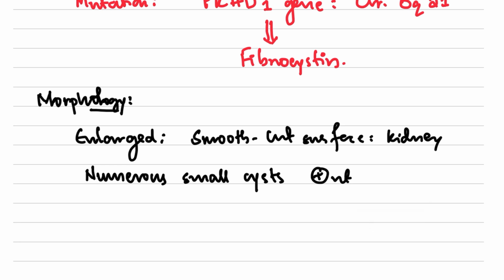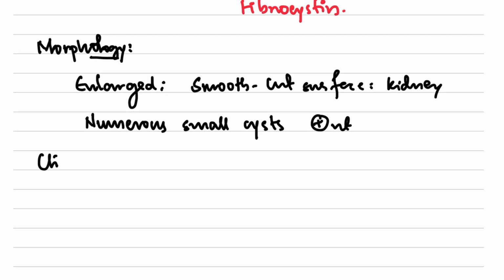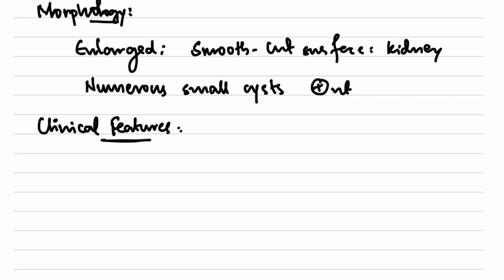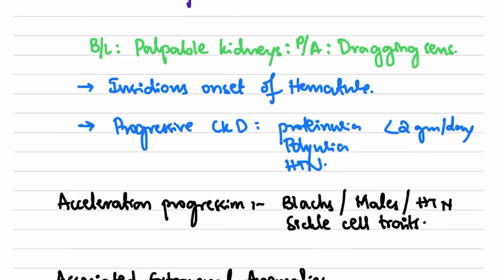Now moving on to the clinical features. So, clinical features of polycystic kidney disease in the childhood. What are all the clinical features? The clinical features are almost similar to adult polycystic kidney disease, that is ADPKD. We will go over the clinical features in the ADPKD.